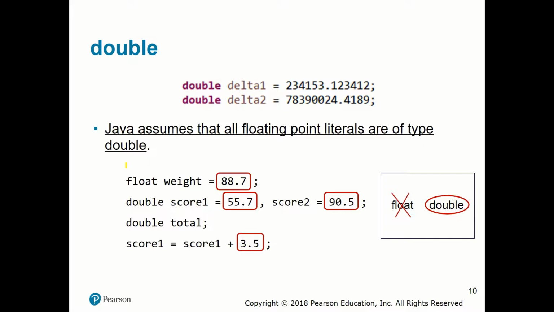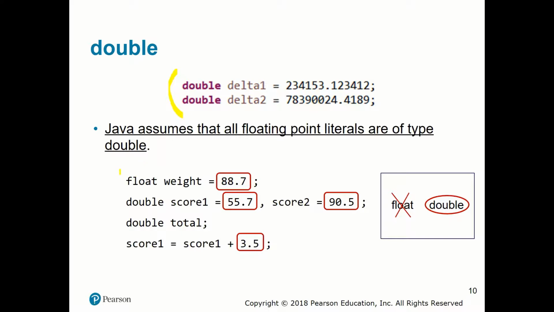Double is a data type that can store very large or very small floating point numbers. Declaration and initialization of double variables will be done like this. Java assumes that all floating point literals are of type double. I will explain about this.